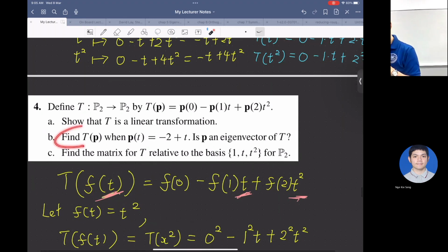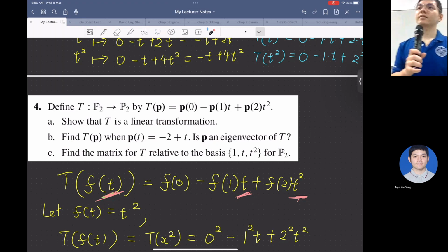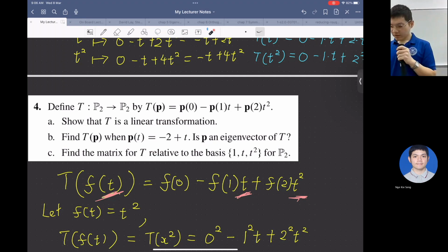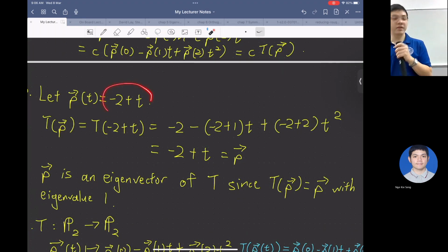So B here says find TP when P(t) equals this. So substitute this function, whether this is an eigenvector or not. To check something is an eigenvector, what do you need to check? What's the definition of eigenvector? TP equal to lambda P. So you just compute TP, and see whether it is a scalar multiple of P or not. So you apply T to P.